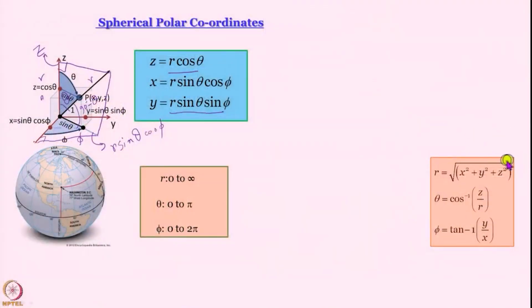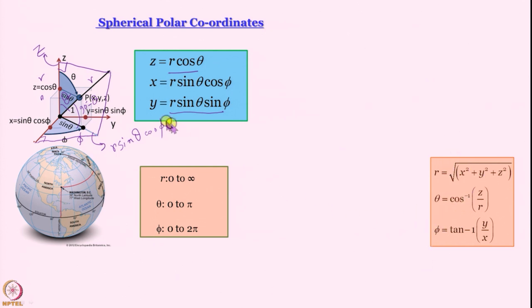What we get is r equal to square root of x square plus y square plus z square. That is of course very obvious, right. This is the body diagonal r, and the lengths of the 3 sides of the cuboid are x, y and z. So of course x square plus y square plus z square is r square, or r equal to square root of x square plus y square plus z square.